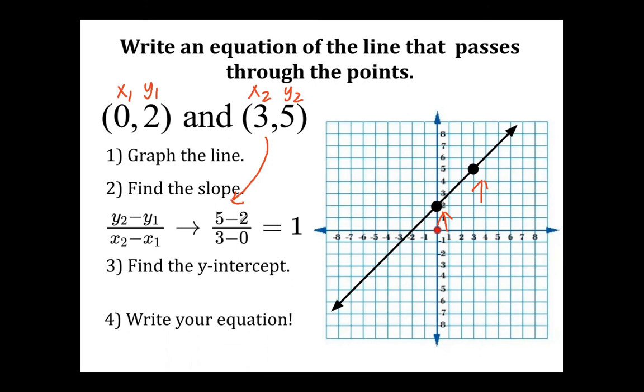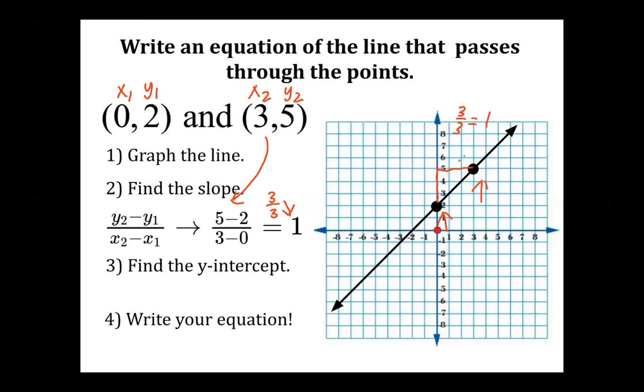So y2 equals 5 minus y1, which is 2, over x2, which is 3, minus x1, which is 0. And then once you do that, you get 5 minus 2 is 3, over 3 minus 0, which is also 3, and that just reduces to 1. So you know that your slope is 1. In this case, you can also just find the slope on the graph. So this would be 1, 2, 3 units up. We know since we're counting up that our rise is going to be positive. And then 1, 2, 3 units for your run. And same thing, you get 1.